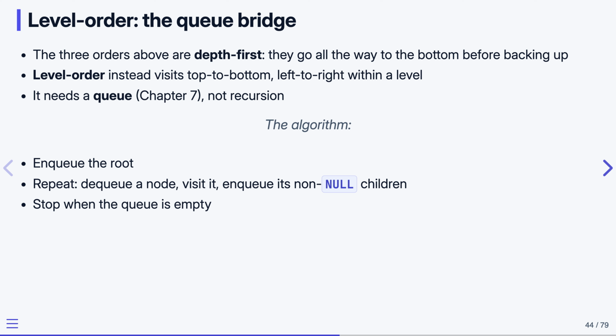The 3 orders we saw are depth first. They go all the way down to the bottom before backing up. Level order is different. It visits the tree top to bottom and left to right inside each level. For this, we need a queue from Chapter 7, not recursion. First, enqueue the root. Then repeat these steps. Dequeue a node, visit it, and enqueue its children that are not null. Stop when the queue is empty.